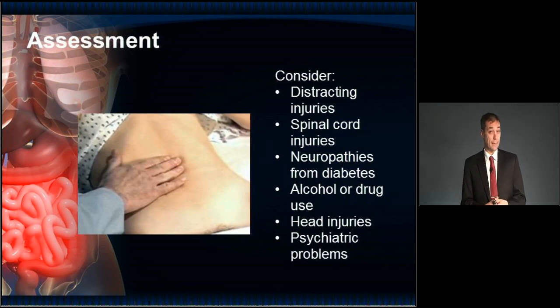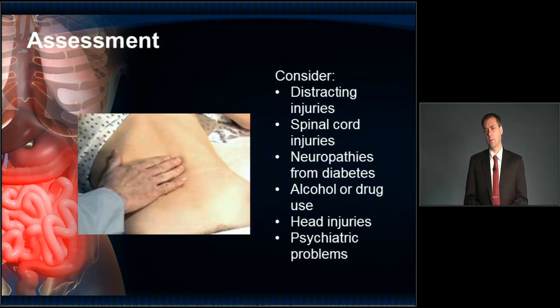If the patient is diabetic, they may have neuropathies, and that can decrease the acuity of their pain. If they've been using alcohol or drugs, have you ever taken care of a trauma patient who's used alcohol or drugs before the trauma? Sure you have. Obviously, they are less likely to be able to focus on the pain in their abdomen. Patients with head injuries may have a reduced LOC, decreasing the accuracy of abdominal assessment, especially for pain. And then patients with pre-existing psychiatric conditions may also have a decreased ability to recognize pain in their abdomen.